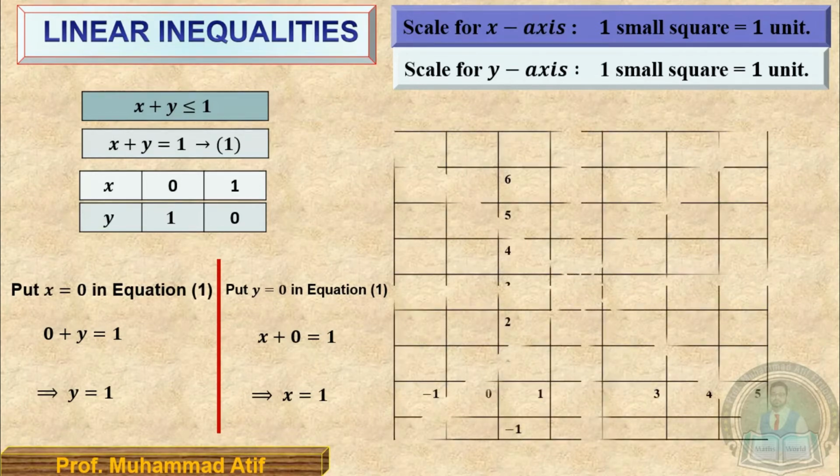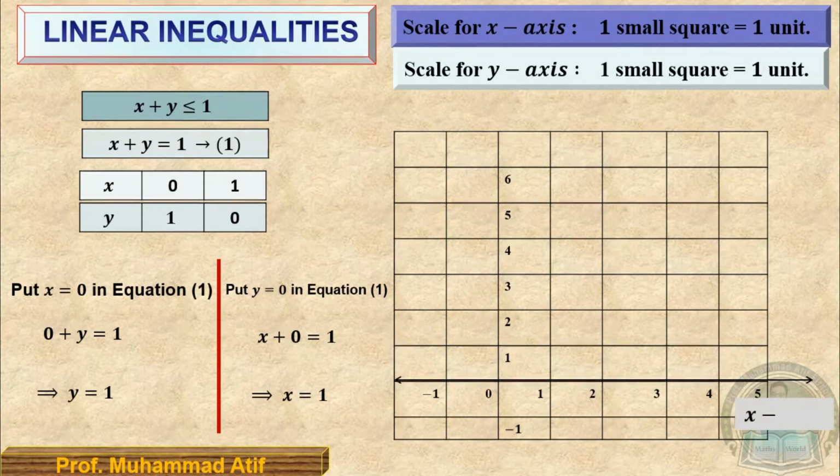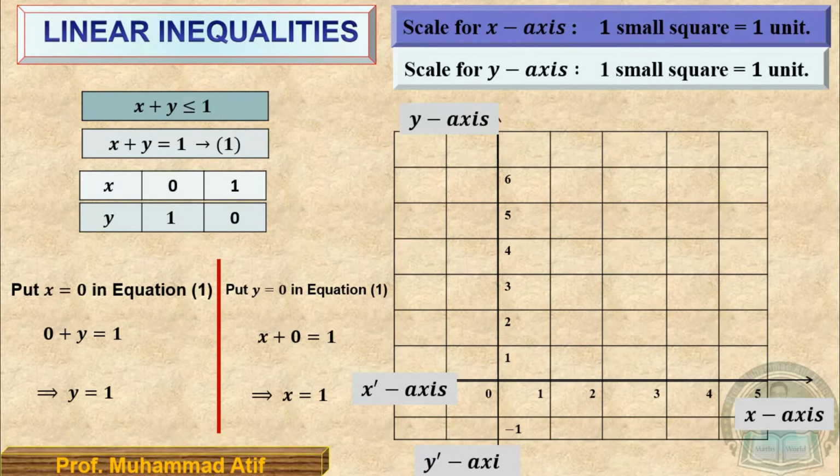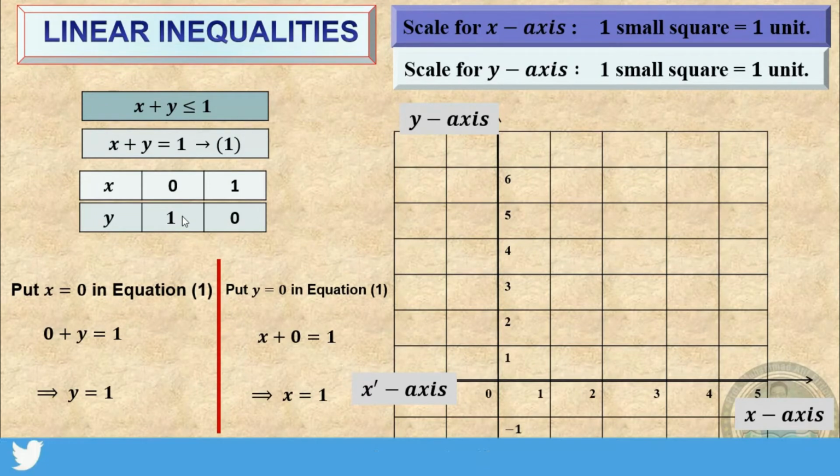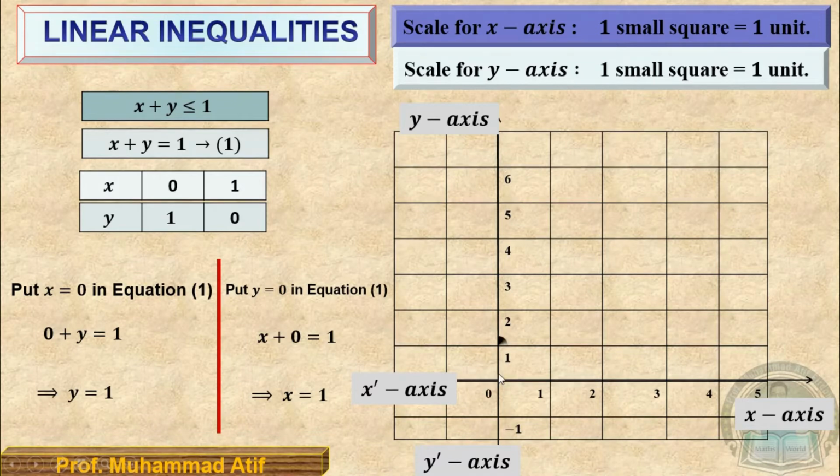So draw a graph paper. This is your x-axis, positive, negative. This is your y-axis, positive, negative. You can see that one small square on the x-axis and on the y-axis is equal to 1 unit in positive and negative directions. Now draw these points. First we have x equal to 0 and y equal to 1, meaning we have the ordered pair (0, 1). x equal to 0 is the origin, and y equal to 1 is where? This one. So draw a small circle.